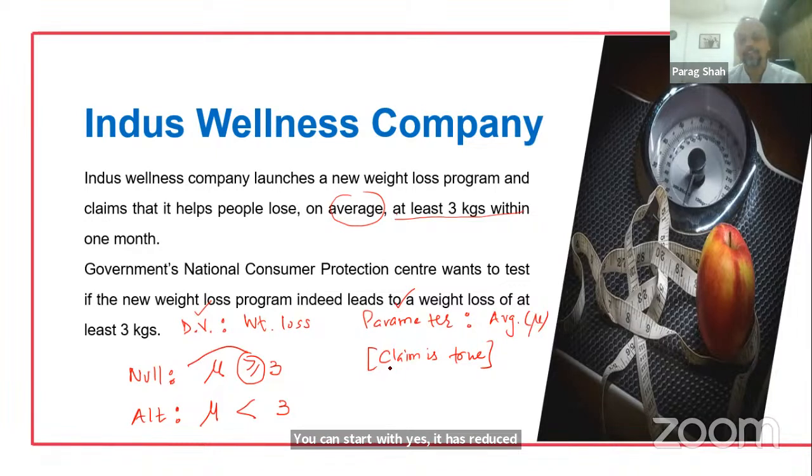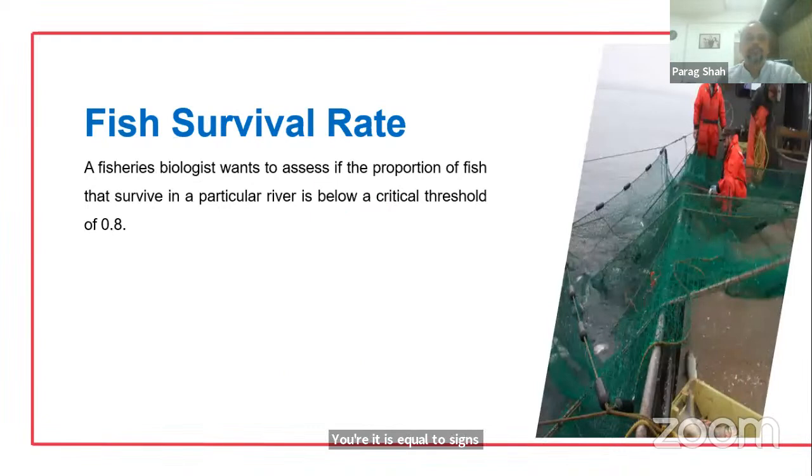Suppose we say yes, it has reduced. Reduce means greater than or equal to. Complementary to this will be less than. Here it is equal to sign, so that becomes null and the other becomes alternative. Sure, next.